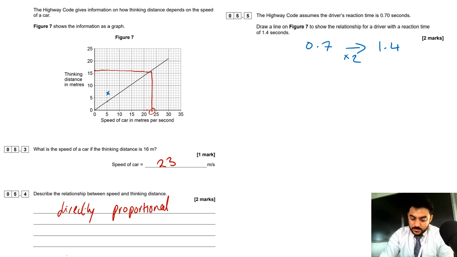Now, for 10 meters per second, for 0.7 second reaction time, it's 7, but double that for 1.4 and it becomes 14. For 15 meters per second, it's 10.5 for 0.7, double that for 1.4, 10.5 doubled is 21. Now I don't need to do another plot. All I need to do is use my ruler and join up those points, and that is the line we get for a reaction time that's doubled.